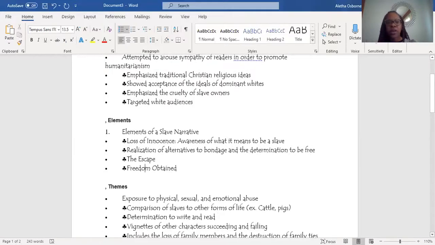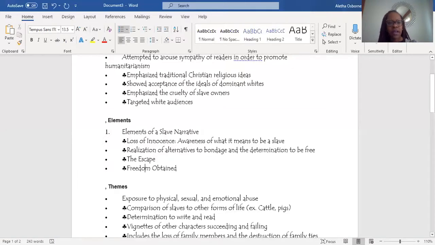Elements, I want you guys to explore the elements as well. The elements of the slave narrative really speak to this awareness of what it means to be a slave. That's why the first-hand accounts, we talked about the slave narrative of Frederick Douglass, we talked about the escaped slave, were really important in pushing this awareness, adding credibility to this whole idea that slavery is evil.